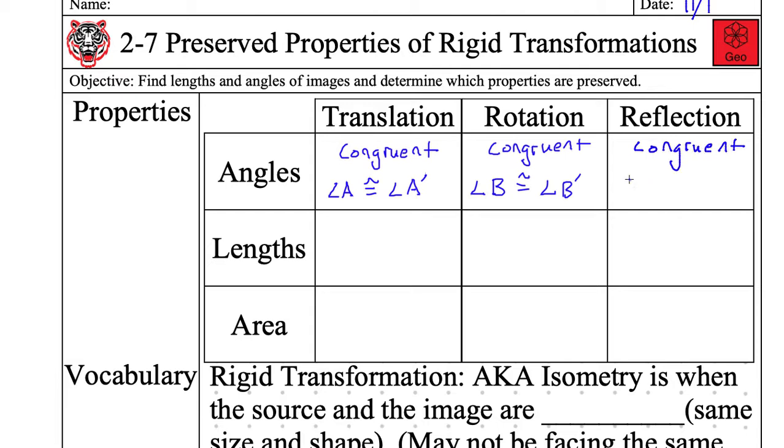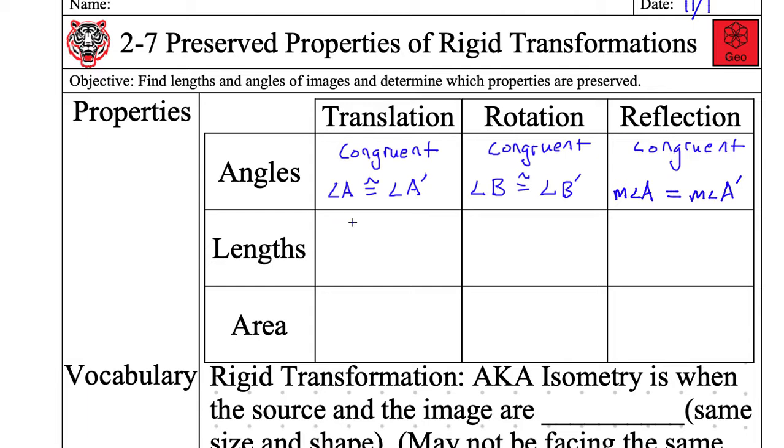A different way of saying this is the measure of angle A is equal to the measure of angle A prime. I can use the equal sign instead of the congruent sign because I'm not talking about the angle, I'm talking about the measure, the number of the angle.